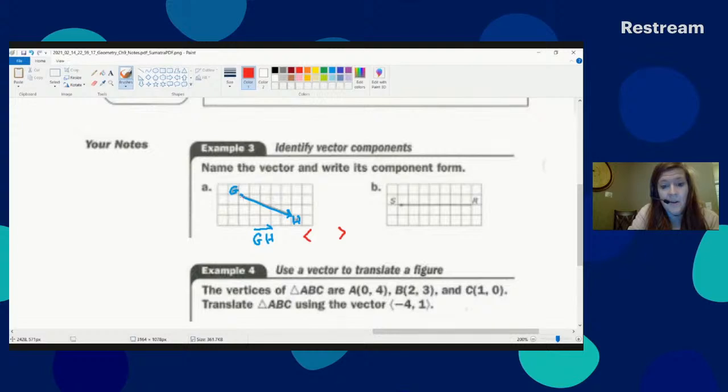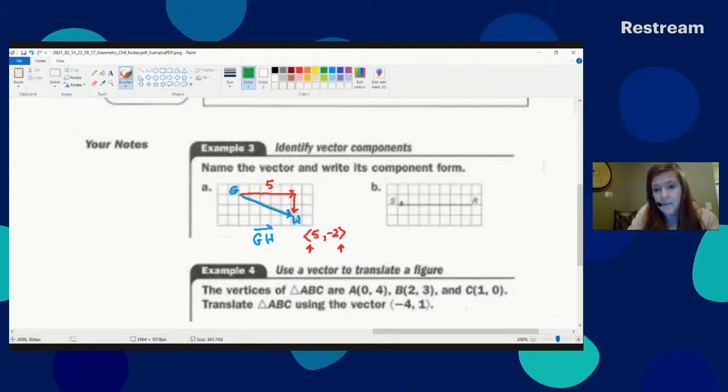The x part is that we're going to travel 1, 2, 3, 4, 5 units in the x plane. And then we're going to go down 1, 2 units in the y plane. When we go down in the coordinate plane, that's a negative, so we go down -2. So the vector is GH, and the component form is <5, -2>, and we know it's a vector because of these special brackets here. Let me show you another example.